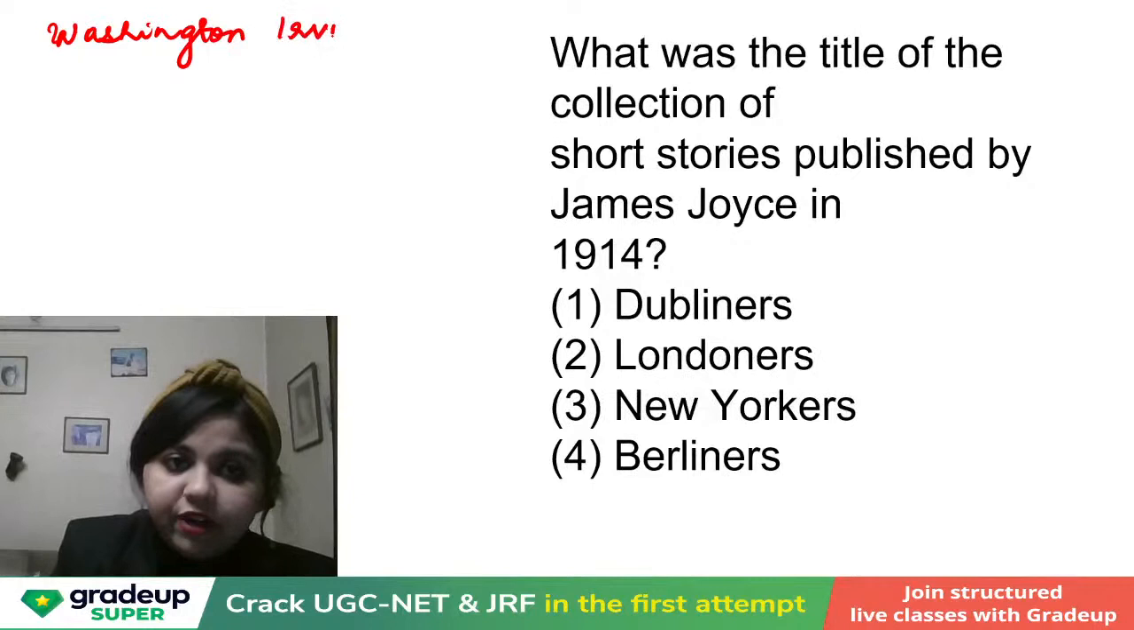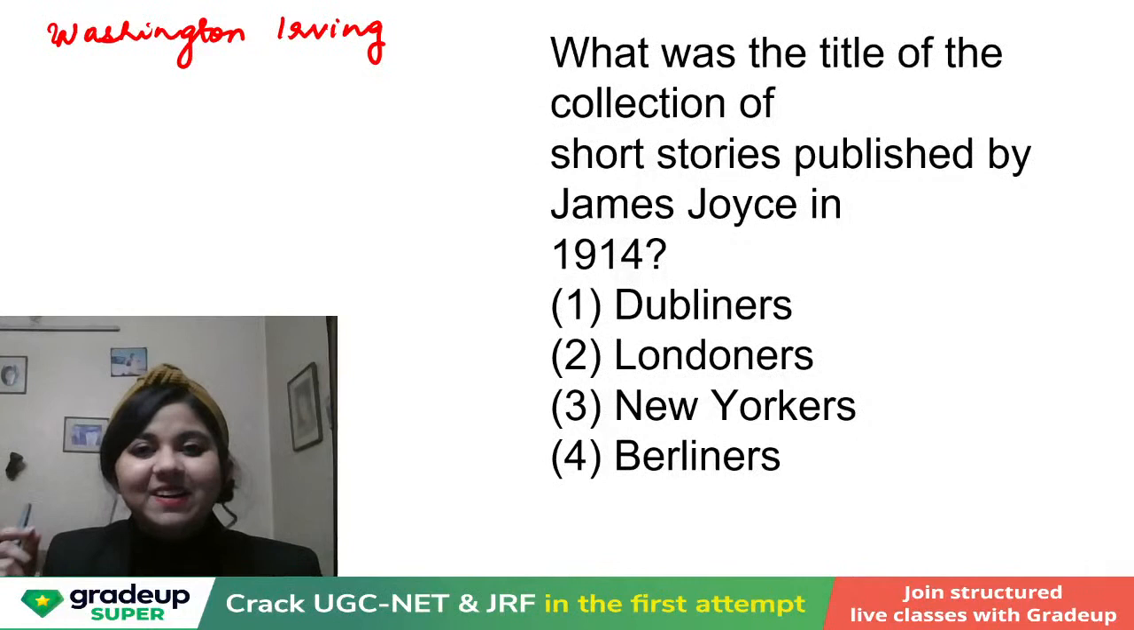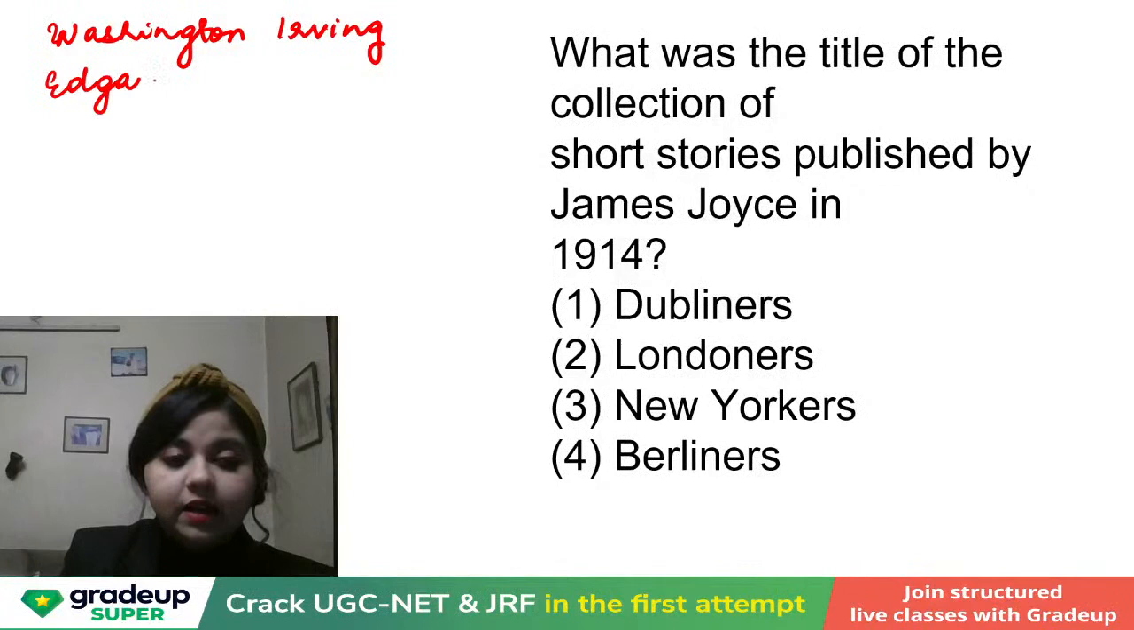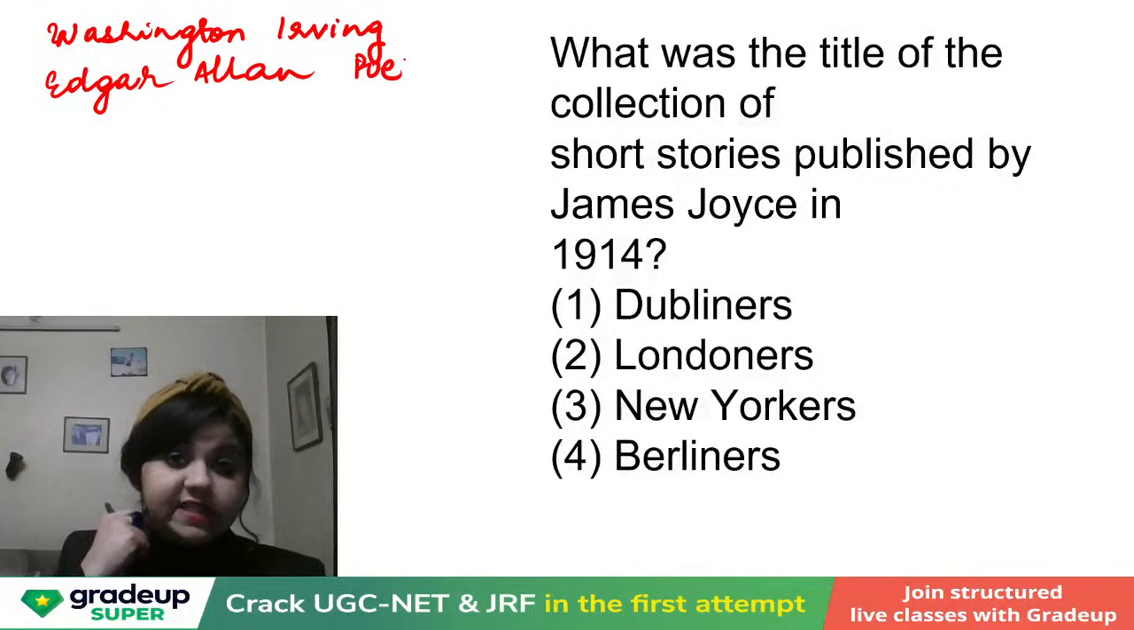He is an American writer who's writing works using the pseudonym of Geoffrey Crayon, and he's writing Sketch Book. And he is one of the important writers who's writing short story fiction, right? Edgar Allan Poe is also writing detective short stories, because he says that shortness is really important for captivating the audiences and keeping their attention intact.